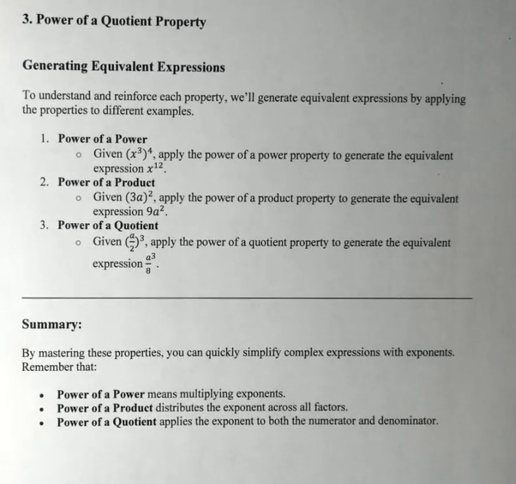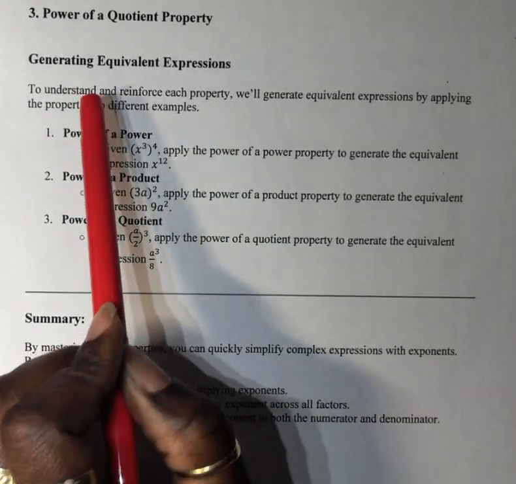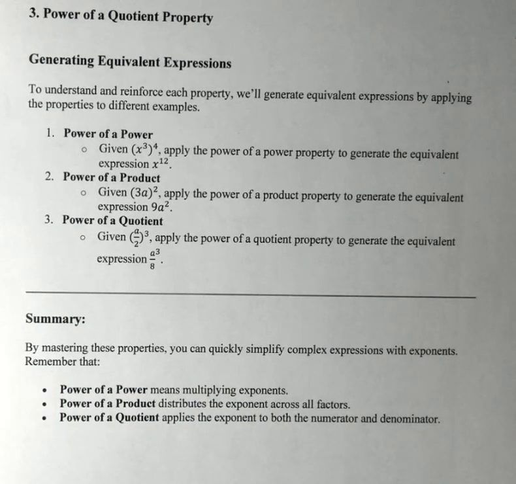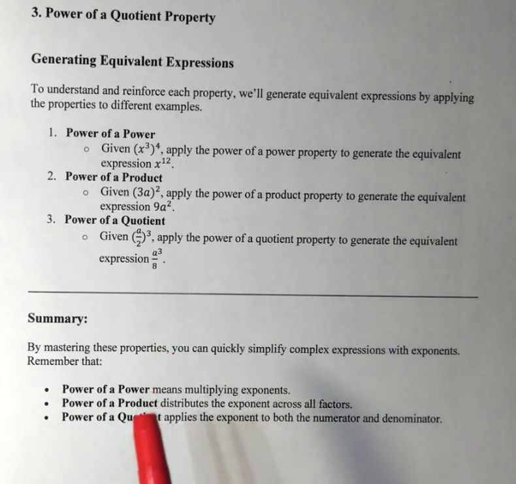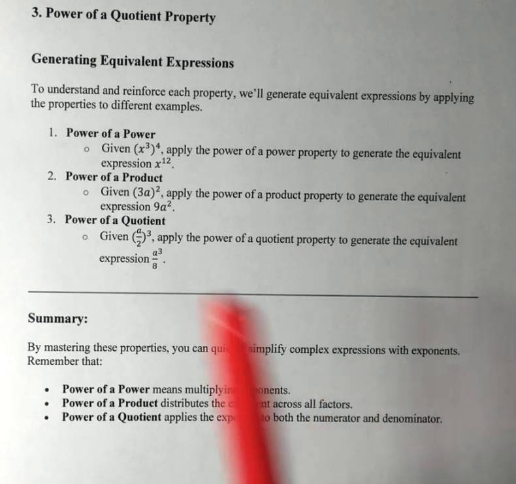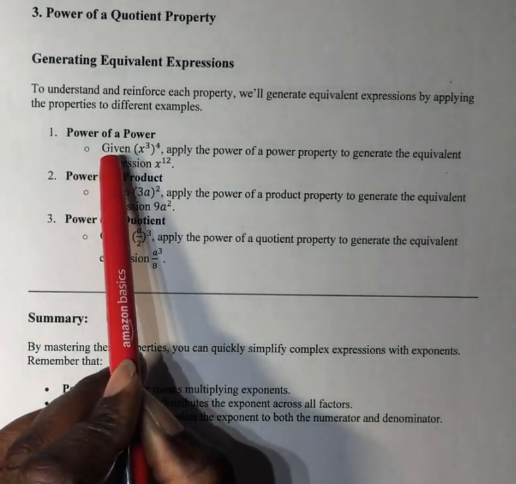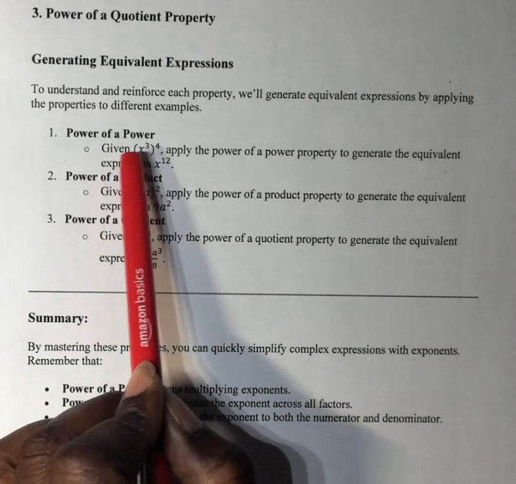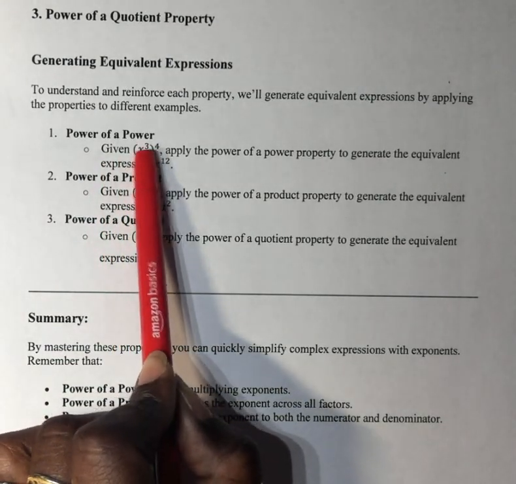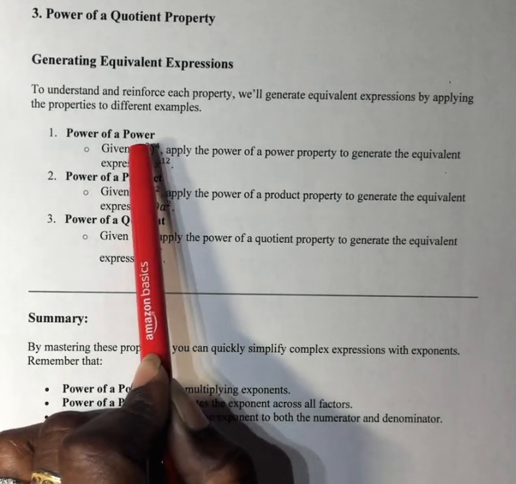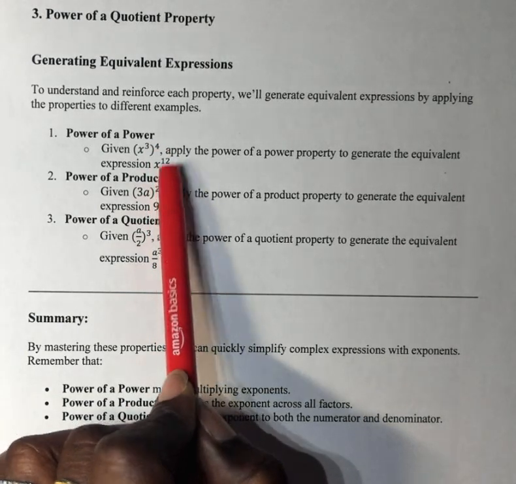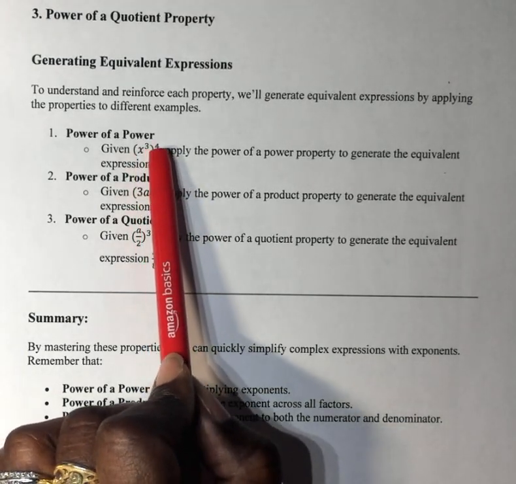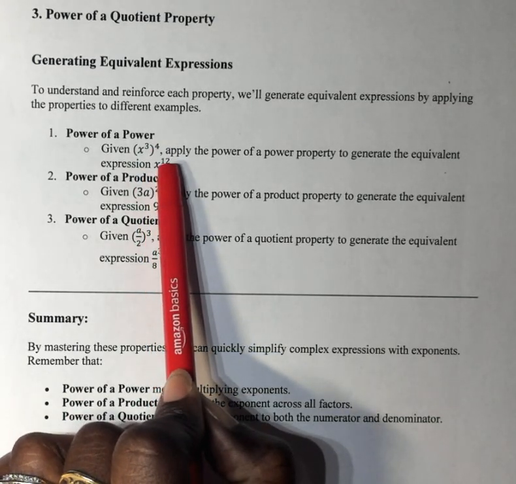So we also can do the same thing when we talk about a power of a quotient property. What it does is helps us to generate equivalent expressions. And so we want to be able to understand as well as reinforce each of the properties. And we're going to generate equivalent expressions throughout the examples that we look at. So hopefully you'll be able to understand what we're doing when we're looking at a power of a power. So again, we're just going to take our power and multiply it by the power that we see outside. So this is going to be x to the power of 3 times 4. That is going to give us x to the power of 3 times 4. That is going to give us x to the power of 12.